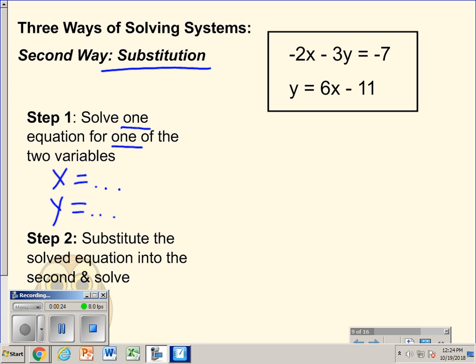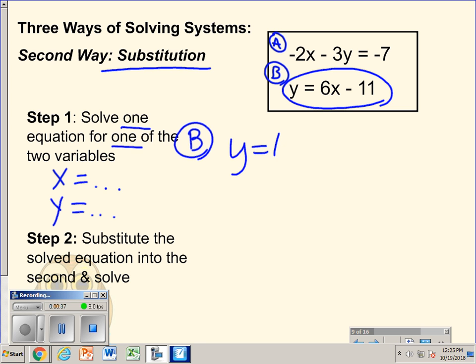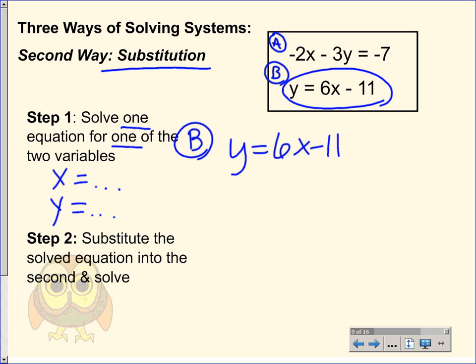Now if you look at the equations we've been given, we've been fortunate enough that one of the two is already solved for y. I'm going to label these A and B just so it's easy to talk about them. So my B equation is already solved for y. That step has been done for me, so that's a little bit less work, which I'm grateful for. The second step for substitution is to substitute the solved equation into the second one.